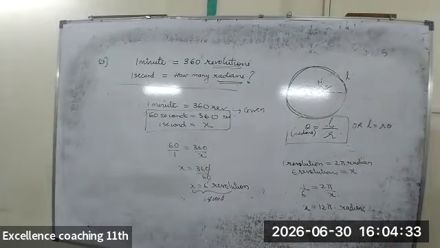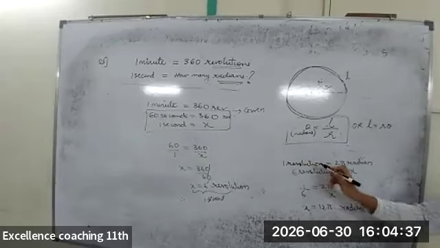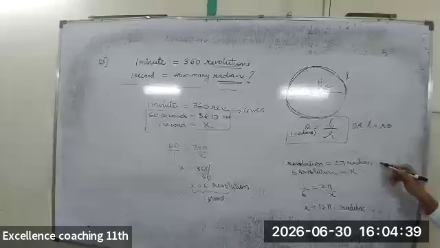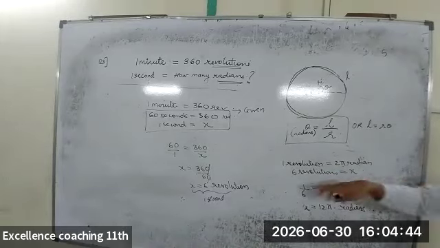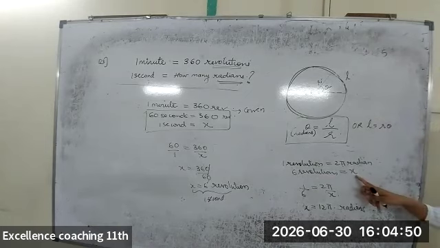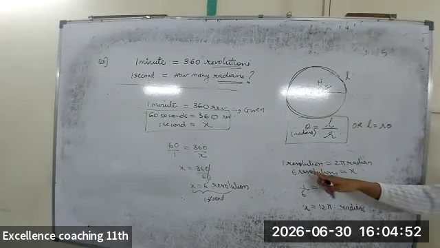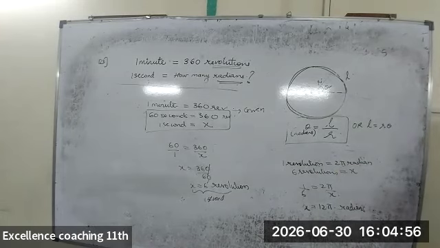But the problem is asked in terms of radians again. So you know that one revolution is 2 pi radians. We want how many radians it will go for 6 revolutions. 6 revolutions means 6 rounds. So directly you could also write 12 pi if you don't want to do this calculation, because one circle is 2 pi, 2 circles will be 4 pi, 6 circles will be 12 pi. So it will be 12 pi.